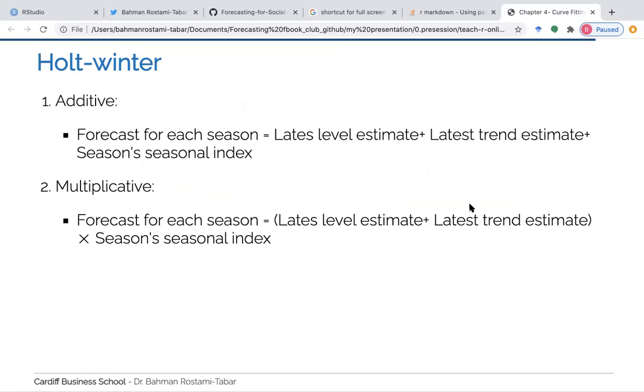So for the additive case, I have my latest level estimate and latest trend estimate. This is similar to what we had in the CES and Holt. But now I also have the seasonal index. Again, the season could be month, day, week, or quarter, etc. If it's additive, I just add this, and if it's multiplicative, then I multiply this by the level and the trend.